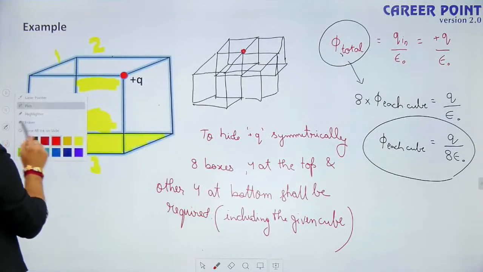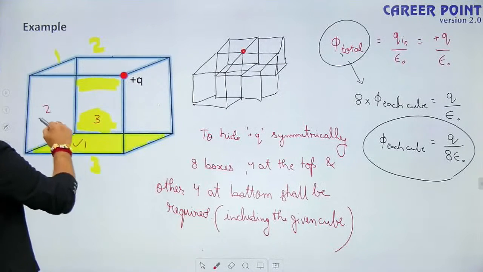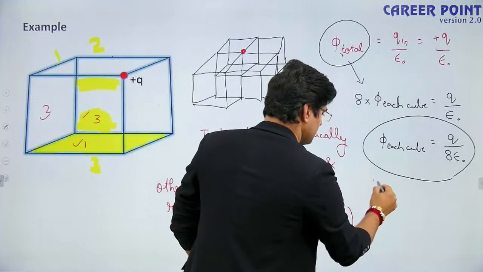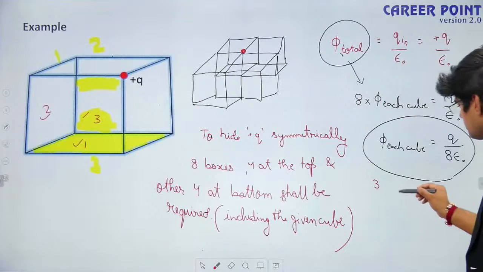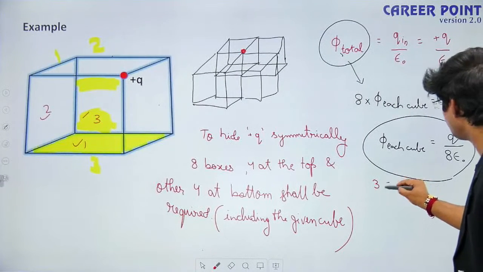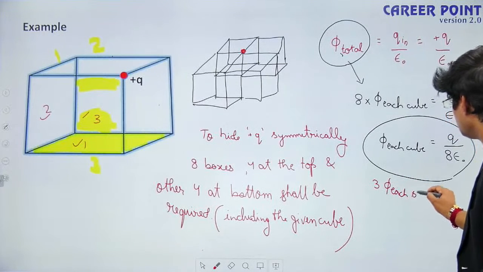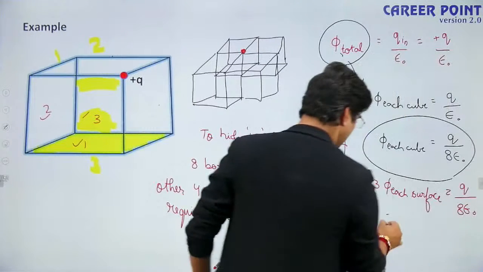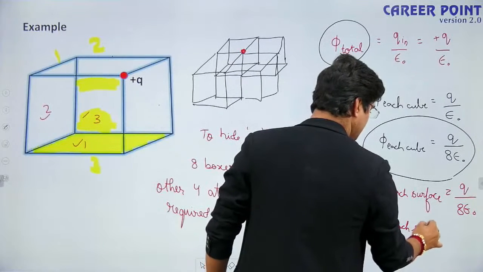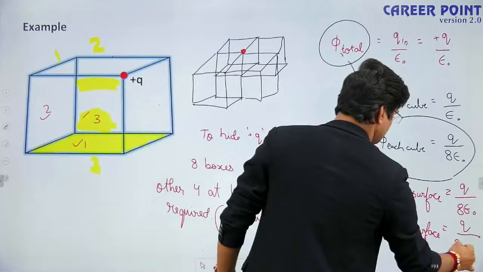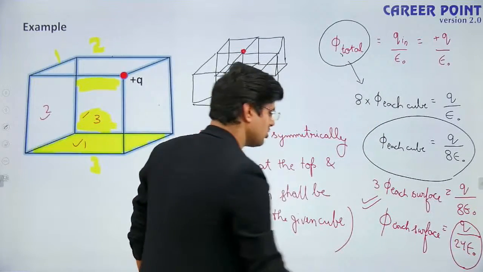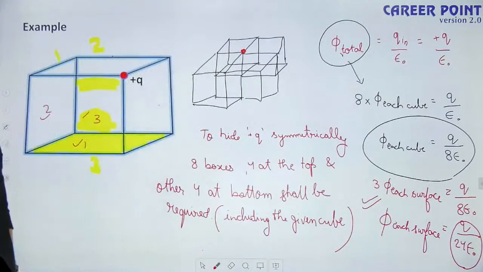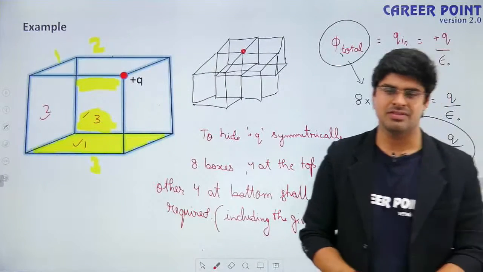Okay, third one, first, second, third. So now out of 6 surfaces we have only 3 surfaces. So that means 3 into phi each surface is equals to Q upon 8 epsilon naught. So this will give us phi across each surface. Each remaining surface is equals to Q upon 8 into 3, that is 24 epsilon naught. Okay, no problem. Phi across each surface will be equals to Q upon 24 epsilon naught. Clear?